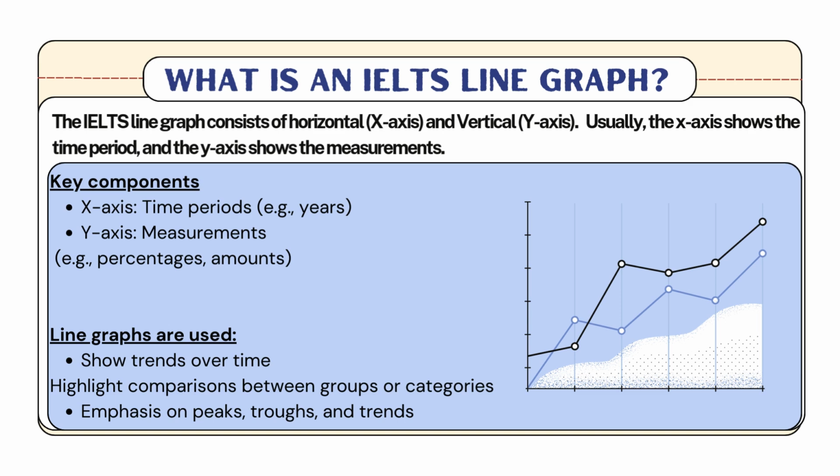An IELTS line graph presents data using a horizontal x-axis and vertical y-axis structure, with the x-axis typically indicating time periods, for example years, and the y-axis representing measurements, for example percentages or amounts. These graphs are commonly used to illustrate trends over time, make comparisons between groups or categories, and highlight significant peaks, troughs, and overall patterns.